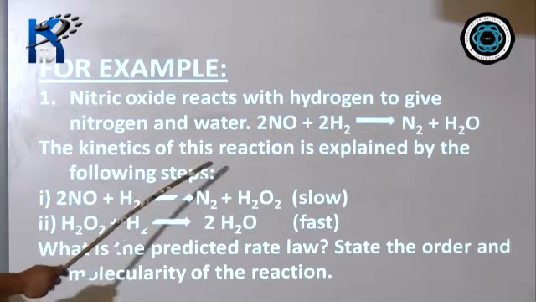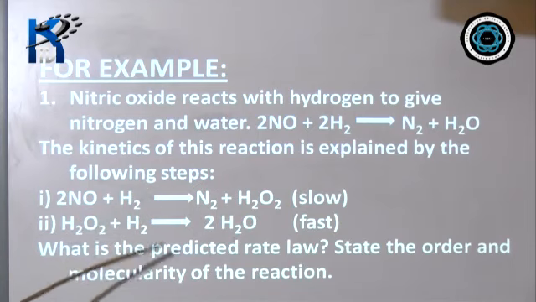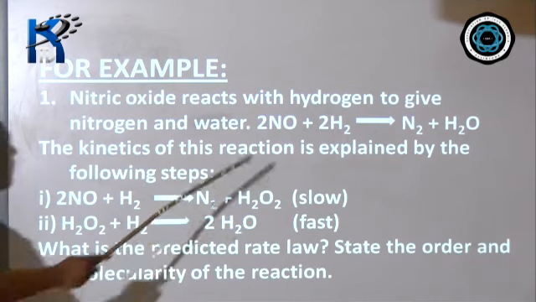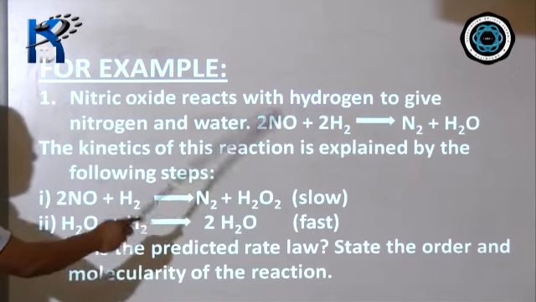The kinetics of this reaction is explained by the following steps. So 2 steps are given. For this reaction, there are 2 steps, students. But for some reactions, there might be 3 steps, 4 steps, or 5 steps like that. But right now, for this reaction, we have only 2 multi-steps. And this multi-step is regarded as the mechanism of this particular reaction.